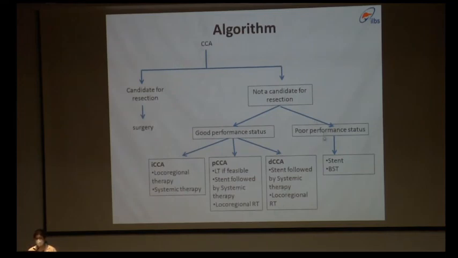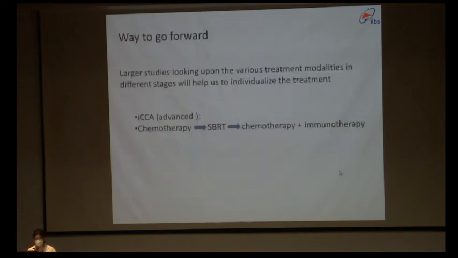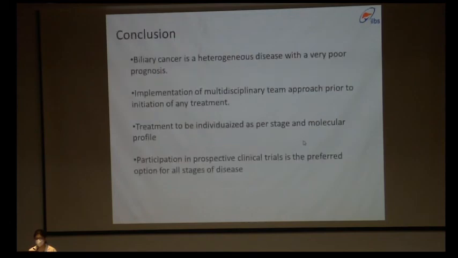For the poor performance status patient, one should go for stent, mainly the plastic stent, and best supportive care. Way to go forward: larger studies looking at the various treatment modalities in different stages will help us individualize the treatment. For example, in advanced-stage intrahepatic cholangiocarcinoma, we can go for systemic chemotherapy, followed by local therapy in the form of radiation therapy, SBRT, and then continuation with chemo and immunotherapy as per the molecular profiling.